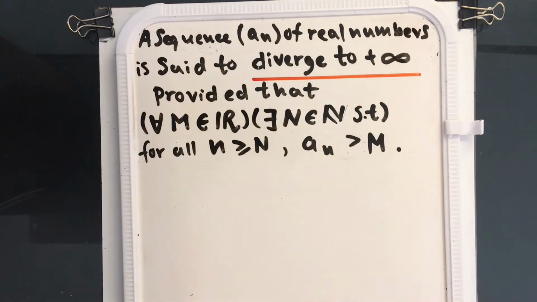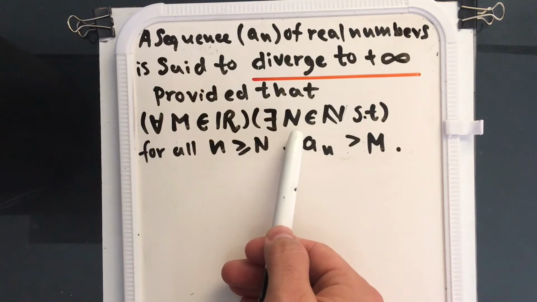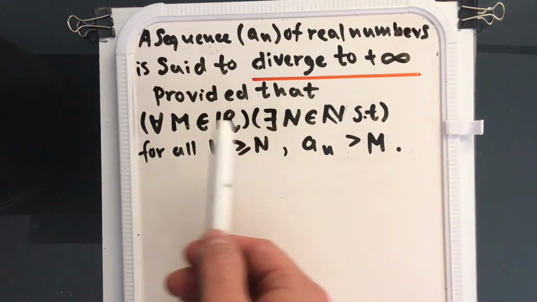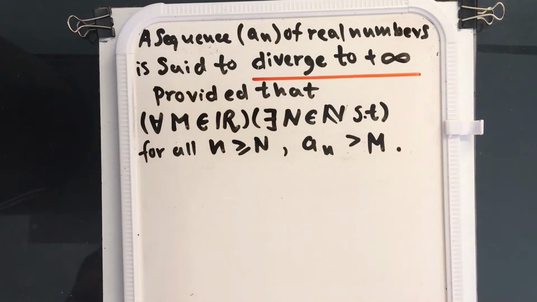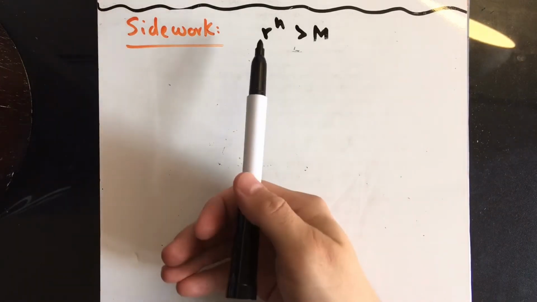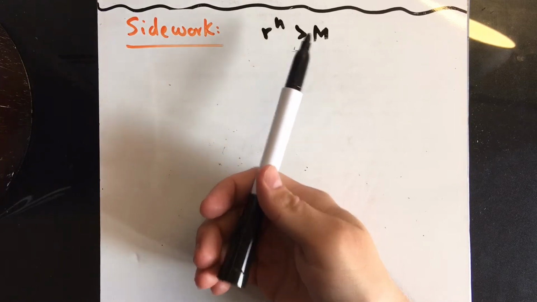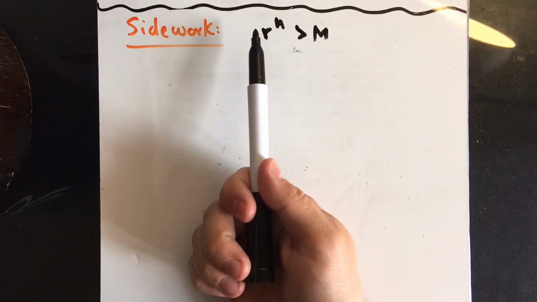So let's take a closer look at our definition. Note the order of our quantifiers. We are given a capital M, so the capital N that we have to find may depend on this capital M. So let's begin looking for our capital N by doing some side work. We do that by working our way backwards through the definition we are given to find a capital N that works. So notice we have the sequence r raised to the n is greater than M. And what we want to do is isolate this little n on the greater than side of the inequality.